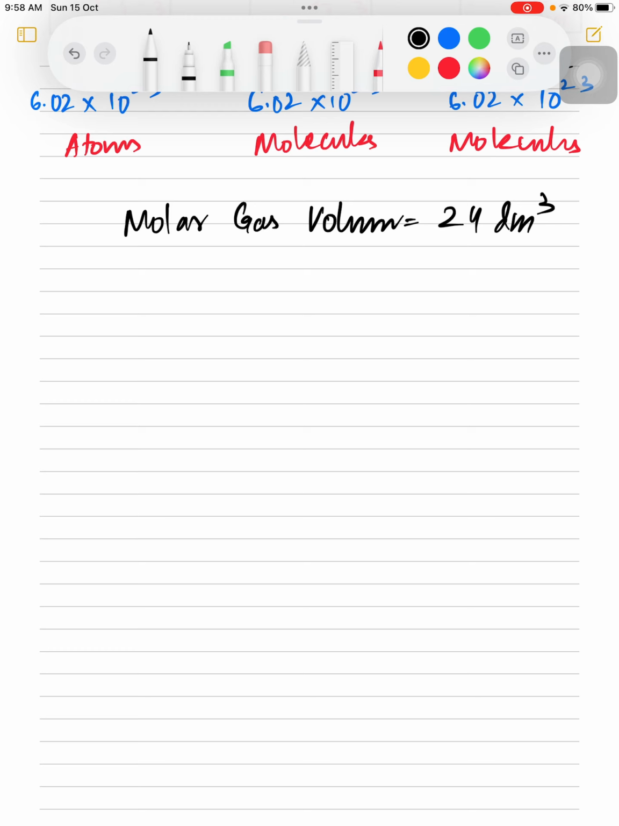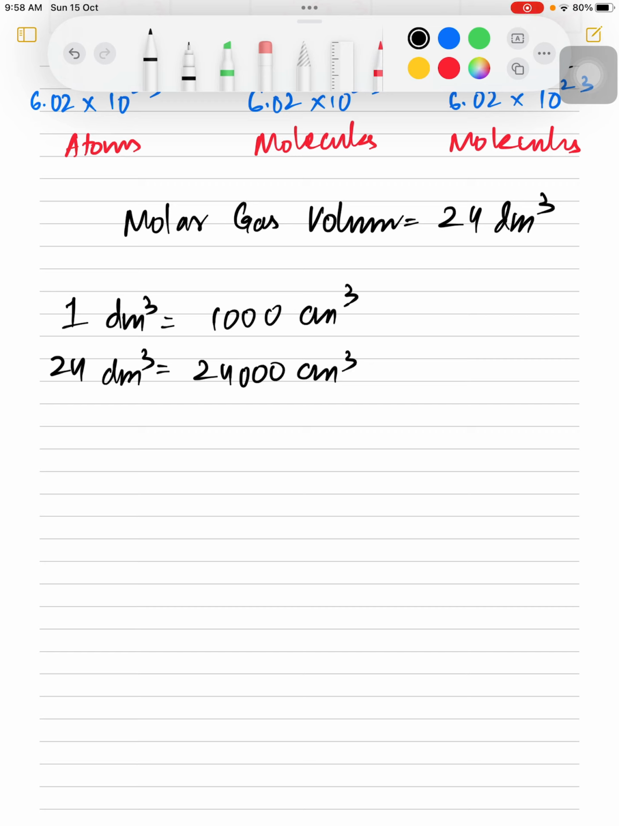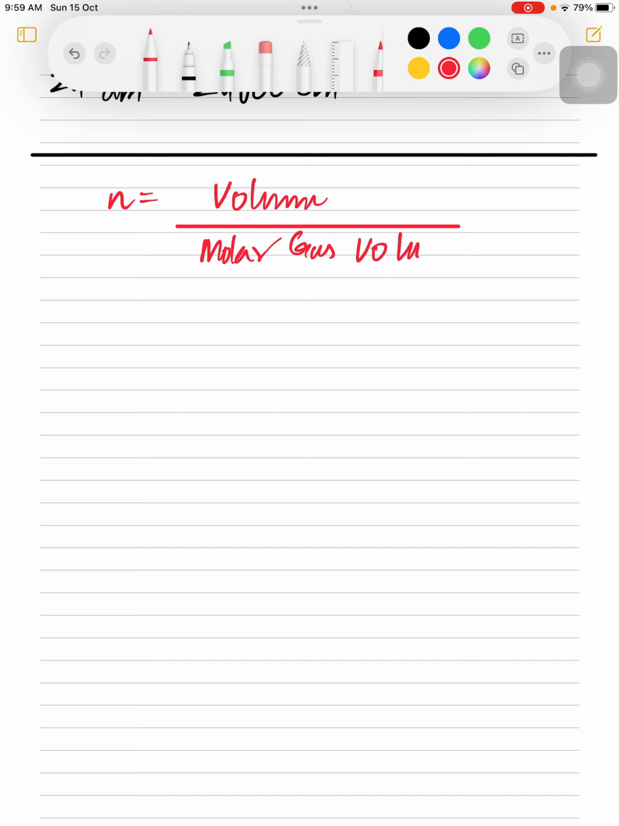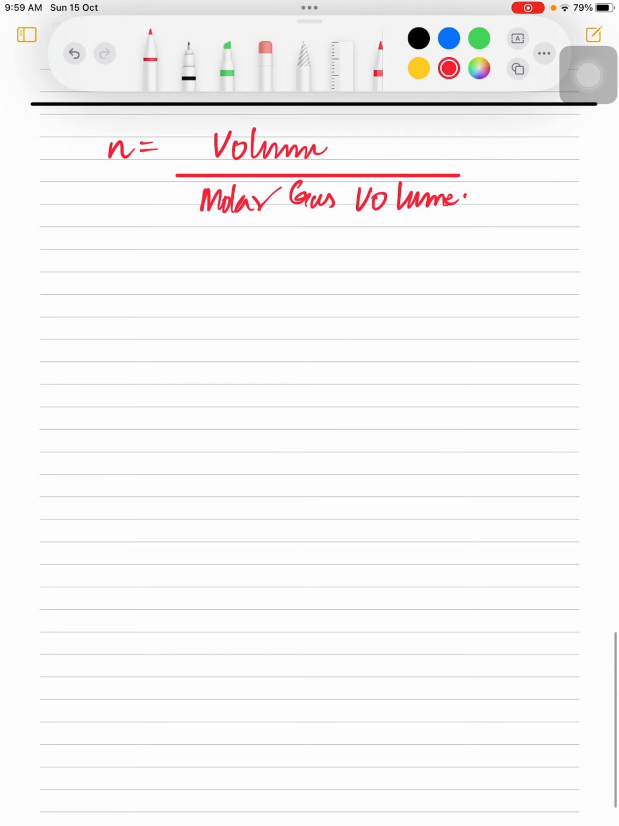Remember one thing, 1 dm cube is equal to 1000 cm cube, and 24 dm cube should be equal to 24,000 cm cube. Sometimes they give you the value in cm cube, so you should remember the term 24,000 cm cube. Both are equal. So let's start with the formula. According to formula number 2, number of moles is equal to volume divided by molar gas volume. So let's begin with this.